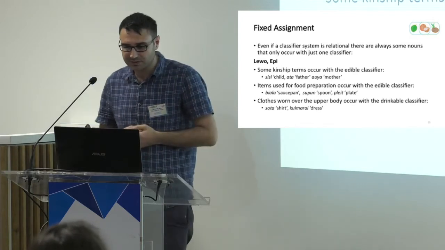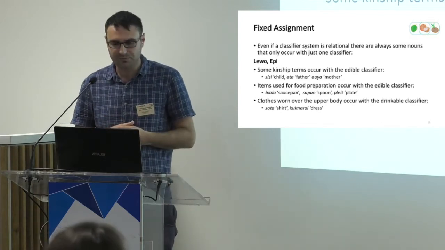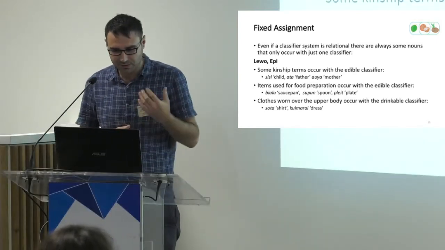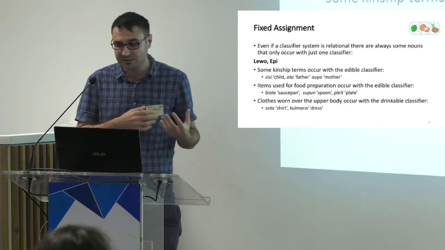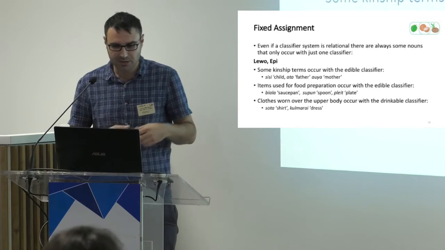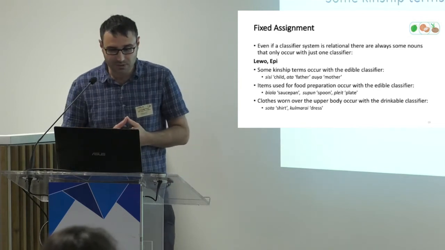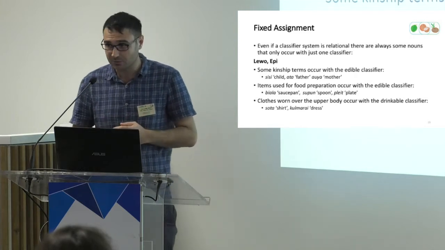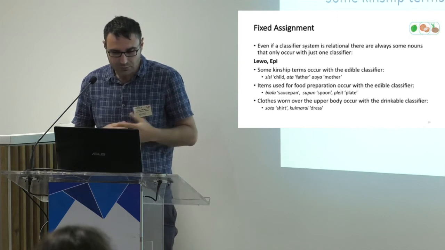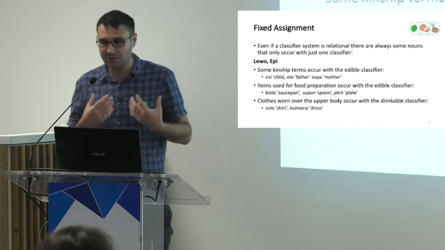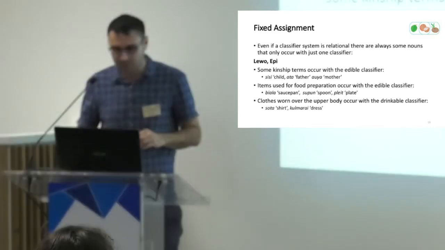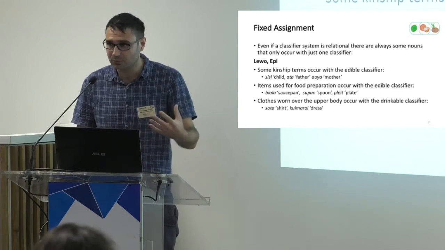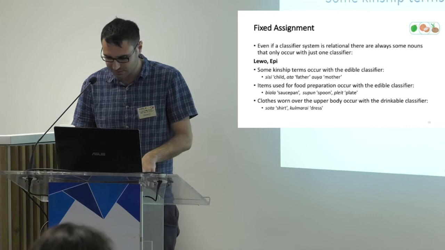But even in relational classifier systems, there's a number of nouns that always have some sort of fixed assignment. So in Epi, which is the example I just gave you in Lewo, which has the relational classifier system, there are some nouns that are stuck with a particular classifier. So some kinship terms are always with the edible classifier. Items used for food preparation, such as saucepan, spoon, and plate, are with the edible classifier, clearly non-edible items. And also clothes that are worn over the upper body are with the drinkable classifier. And they don't seem to occur with any other classifier. So these are, again, a fixed assignment system. But Northumbrian seems to take more of an extreme view, and most things seem to be fixed.